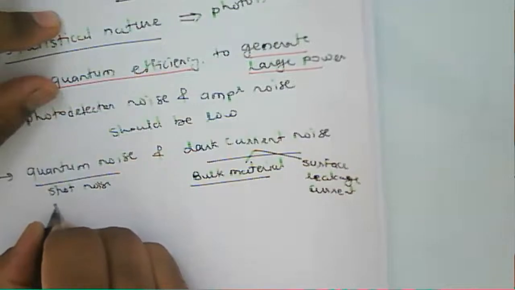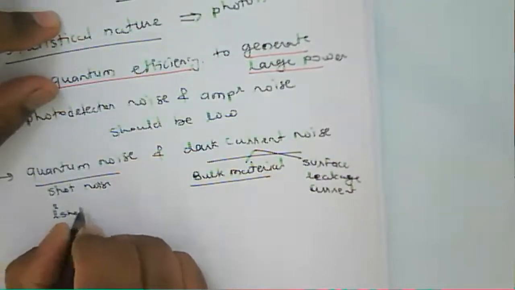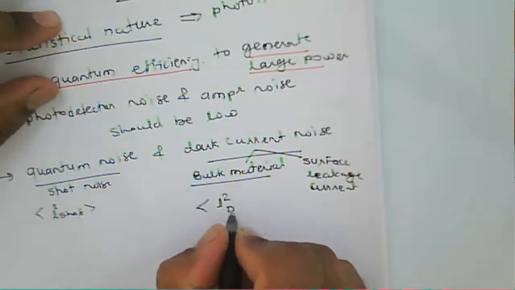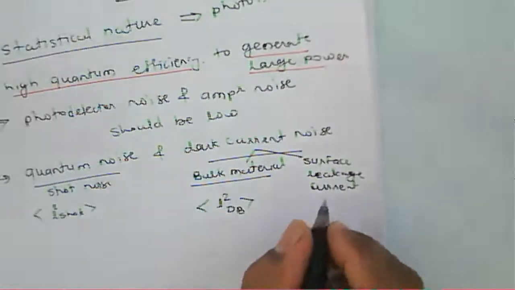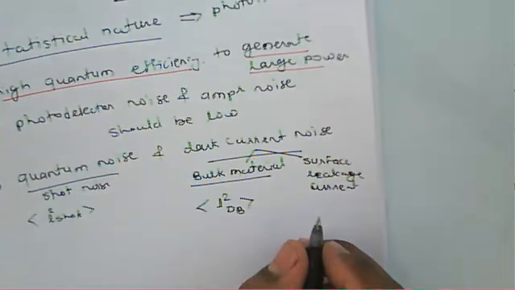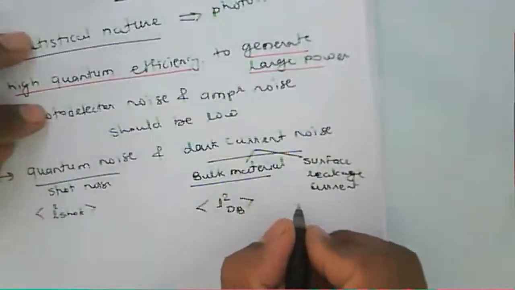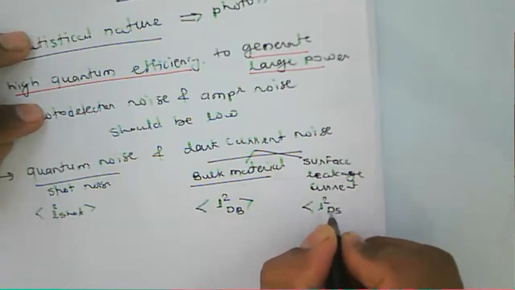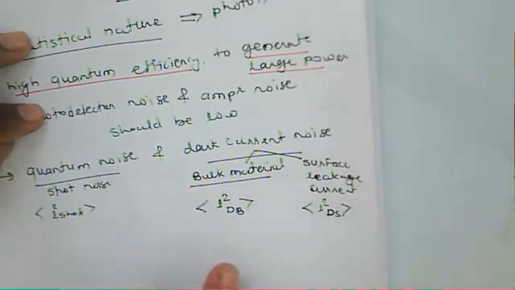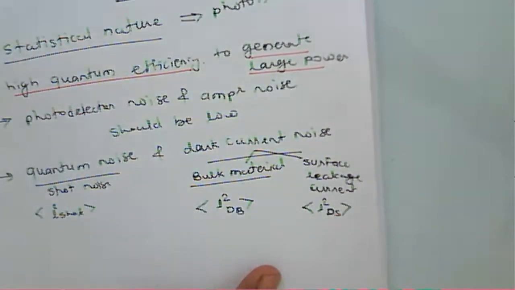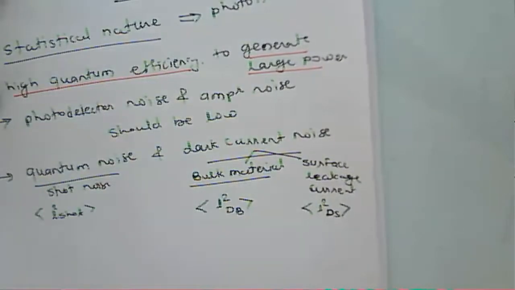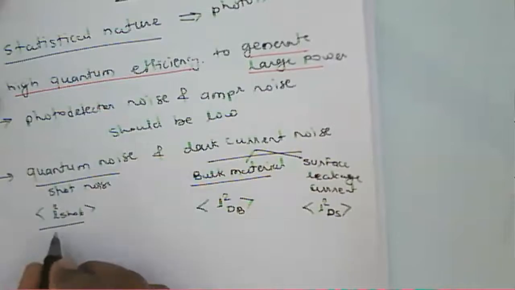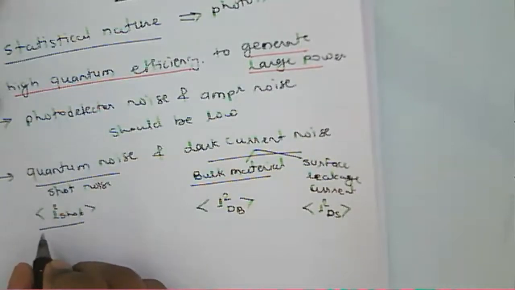That shot noise we can express as I square shot. This one is the dark bulk current, which we can express, and then we can express the surface current, that is I_DS. Now all these currents have some values that depend upon the photon current.